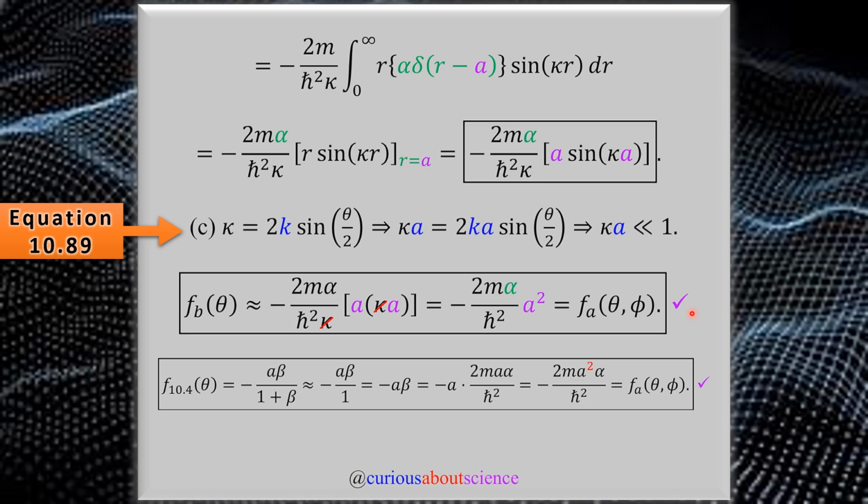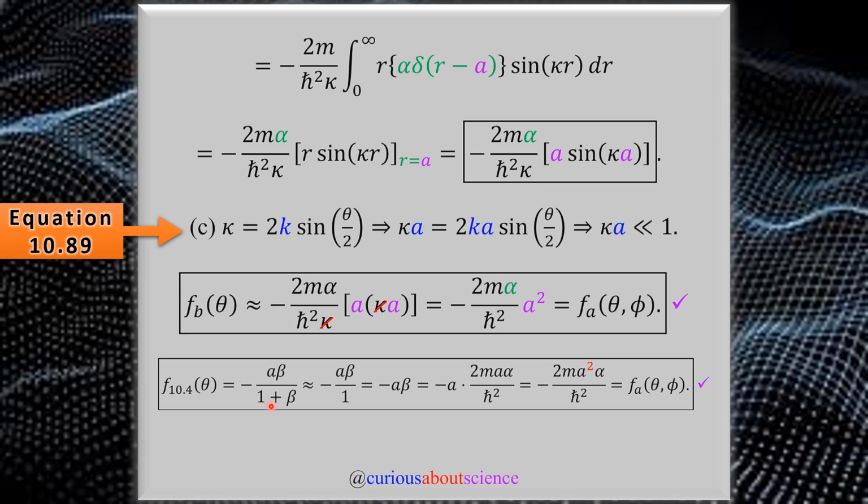But now moving on to the comparison with problem 10.4. In this problem, we were using a low energy regime, and the result was f of theta equal negative A beta over 1 plus beta. But here, beta was equal to 2mA alpha over h bar squared. And in this regime, the approximate condition would be that beta is much less than 1. And this holds because the scattering amplitude over A is a measure of the relative size of the scattered wave.